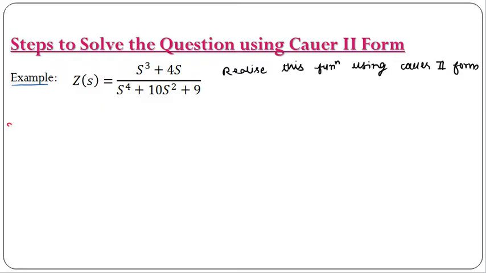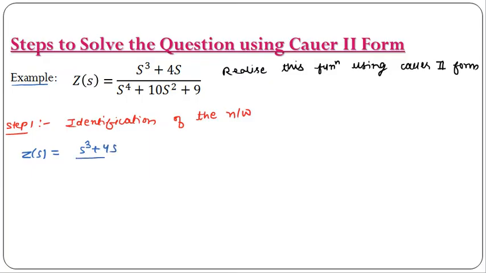So in the first step we will identify the network for this given function. It means the function given to us, for which network is it? That is identification of the network using the function. So Z(s) given in this question is the impedance function, and this is (s^3 + 4s) divided by (s^4 + 10s^2 + 9).